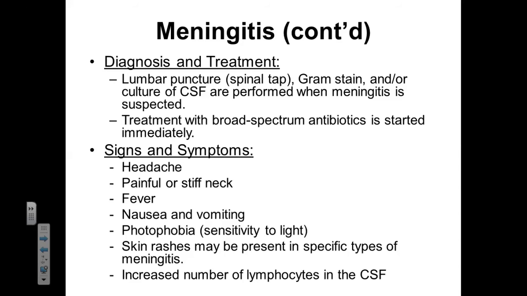The signs and symptoms of meningitis can be fairly vague or broad, with headache, fever, nausea, photophobia, or you're scared of bright lights, skin rashes, and an increased number of white blood cells. So those are fairly generic symptoms. But two telltale symptoms of meningitis are a painful or stiff neck being paired with the headache, and if you do a spinal tap and find increased number of lymphocytes in the CSF, that's another big red flag. But generally speaking, the trigger symptom is that stiff neck with headache.